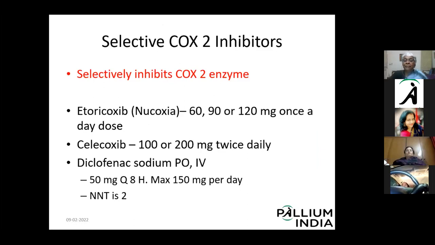Now, coming to the selective COX-2 inhibitors, like I said, they are not inhibiting COX-1. So the physiological responses are maintained. That is the effect on the stomach mucosa and on the platelet function and on the renal function. That is maintained. It is only inhibiting the COX-2 enzyme. The selective COX-2 inhibitors are etoricoxib, or Nucoxia, in a dose of 60, 90, or 120 mg once daily, or celecoxib in a dose of 100 to 200 mg twice daily.